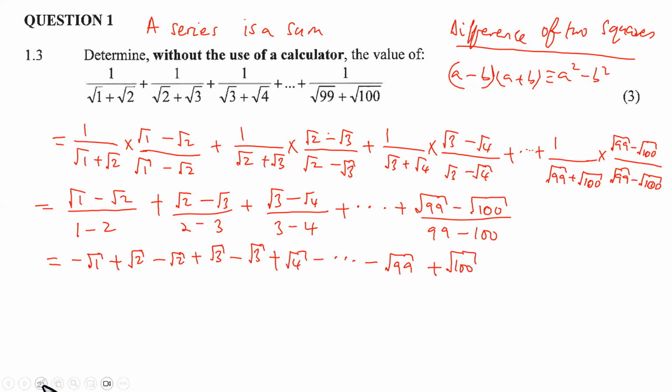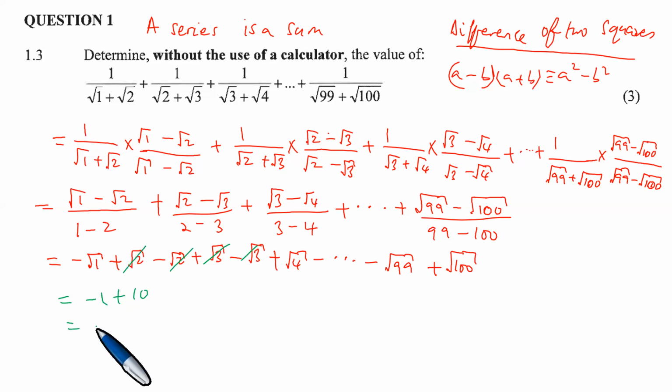At this point, we continue to simplify this here. So you can see that the square root of 2 cancels the square root of 2, the square root of 3 cancels out, so the square root of 4 is going to cancel out. We shall be left with only the square root of 100, excuse me. So this is exactly the same as minus 1 plus the square root of 100, which is 10.